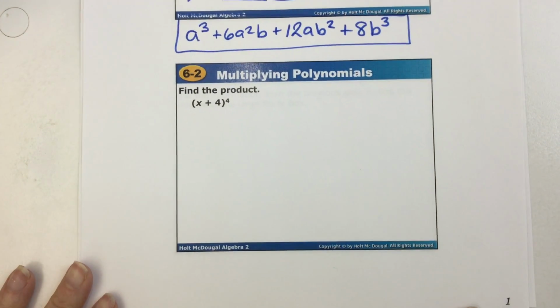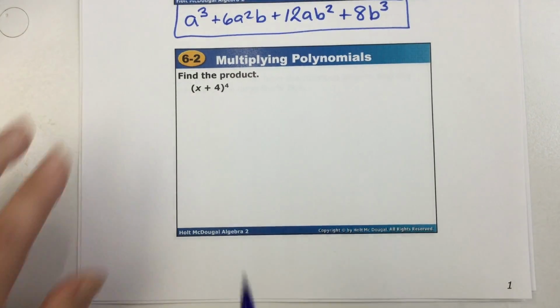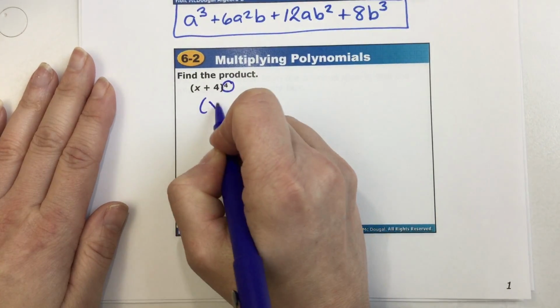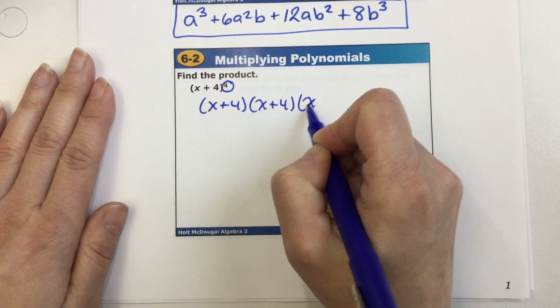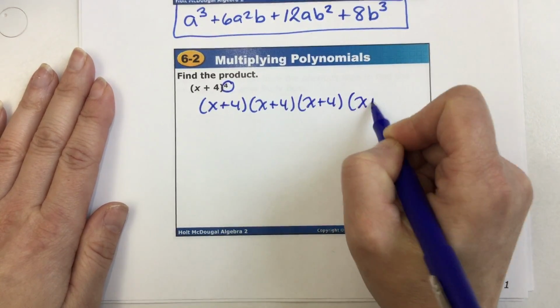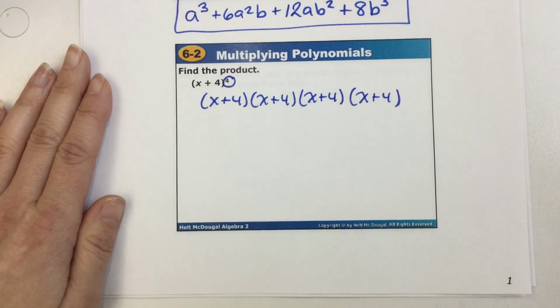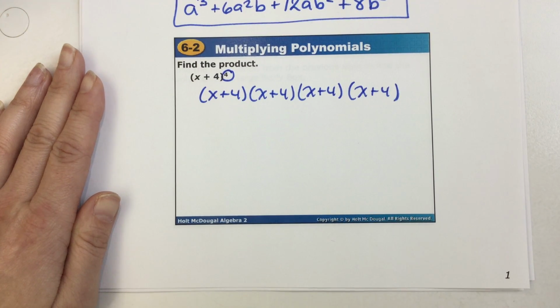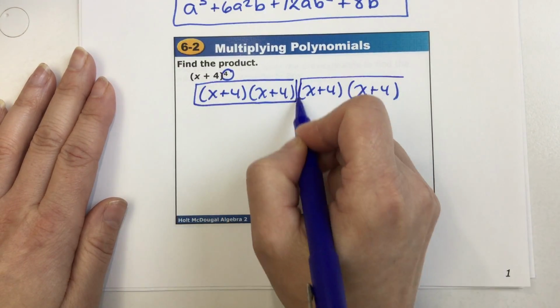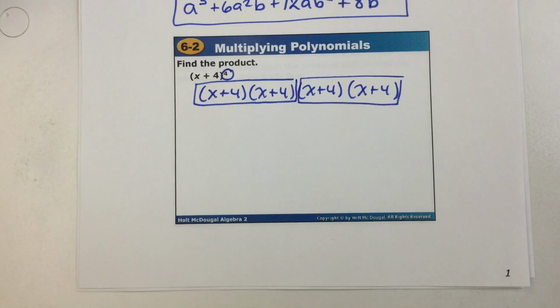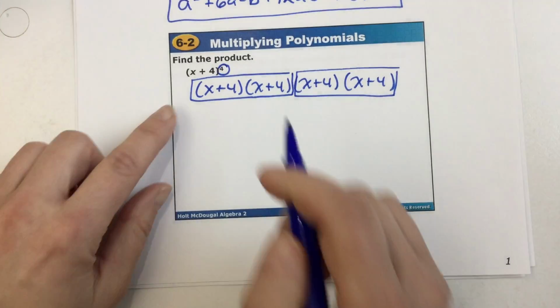This time we have a power of 4. Holy smokes. So if I have a power of 4, I have x plus 4 one time, two times, three times, and four times. Now remember, you are only allowed to multiply two things together at a time. So I could multiply those two things together, then multiply those two things together, then take those two products and multiply those together. This is getting wild.